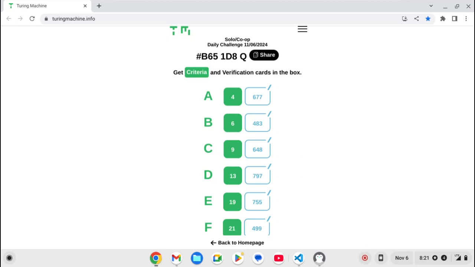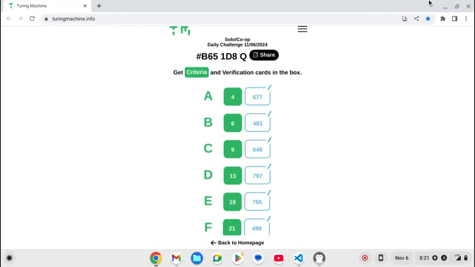Let's begin. Today is November 6th, 2024, and we're solving the Daily Turing Machine Puzzle. Today's puzzle uses the following 6 criteria cards: criteria card 4, 6, 9, 13, 19, and 21. And the puzzle uses the blue verification cards. The code above is your way to get more information on today's puzzle by searching the code on turingmachine.info.